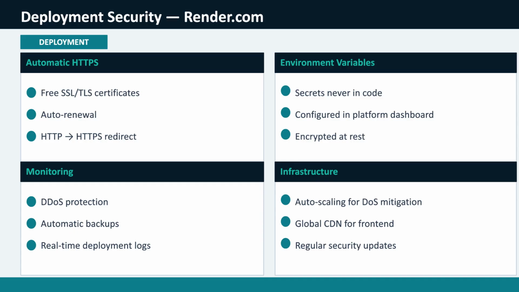Deployment security is as important as application security. Render handles much of the infrastructure security for us. HTTPS is automatic, secrets are managed securely, and they provide built-in DDoS protection. However, we still need to configure our application correctly. Our node environment is set to production, sensitive values are environment variables, and error responses are generic. This shared security model between platform features and application configuration creates a secure deployment.